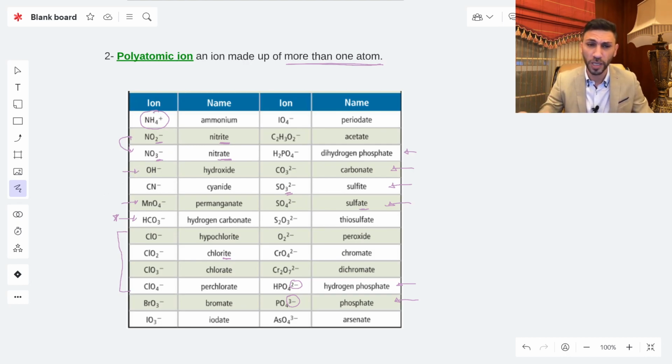We need to do more practice about those polyatomic ions because, as I told you, they are very, very important. Not only for the exams, but for next sections.